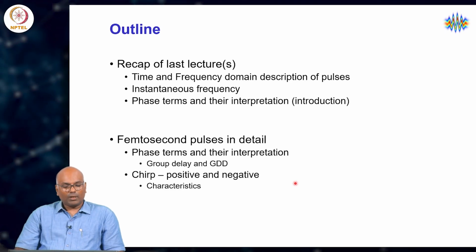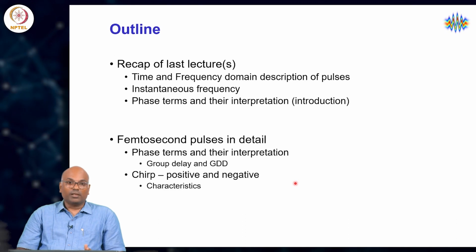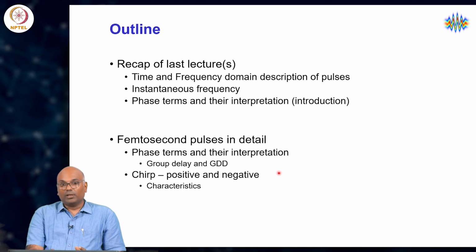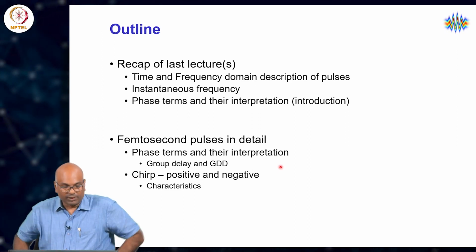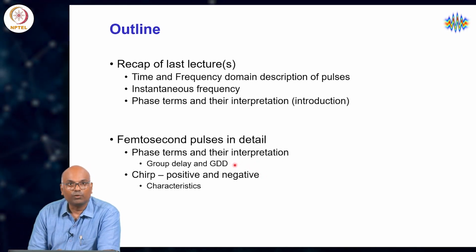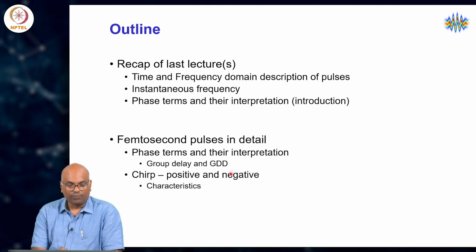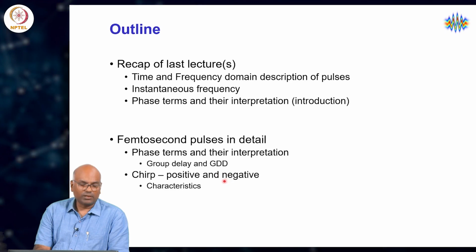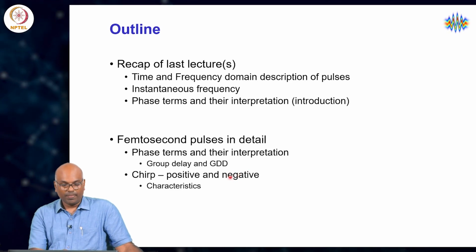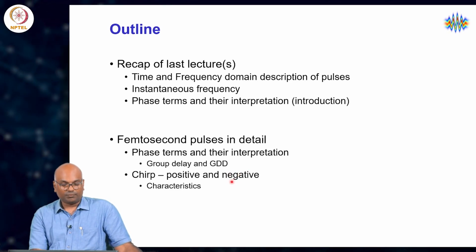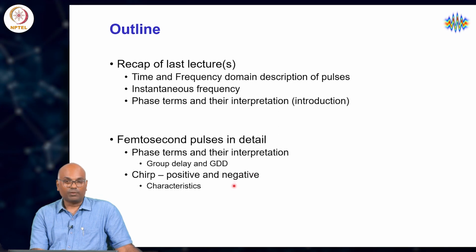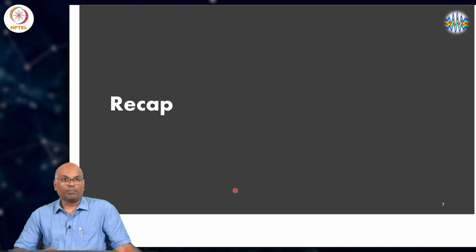So we will have a bias towards optical light pulses and infrared light pulses, which come out of laser sources, all of which operate on very similar principles. So the phase terms and their interpretation: we already got a peek into group delay and group delay dispersion. We will continue with that and then look into higher order terms in the time domain description of the phase factor, which lead to positive or negative chirps, their characteristics, and so on. So let's jump in.